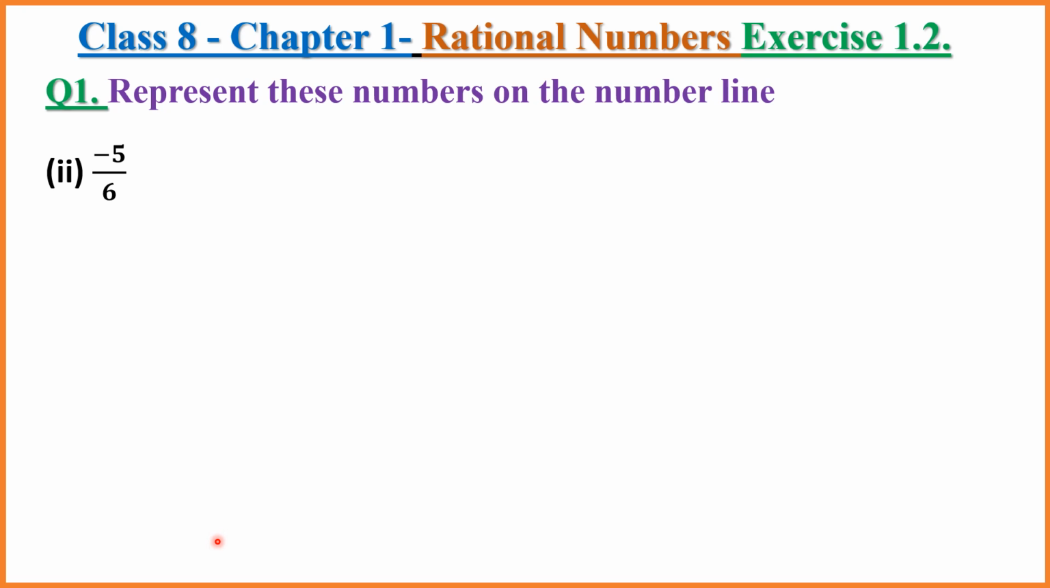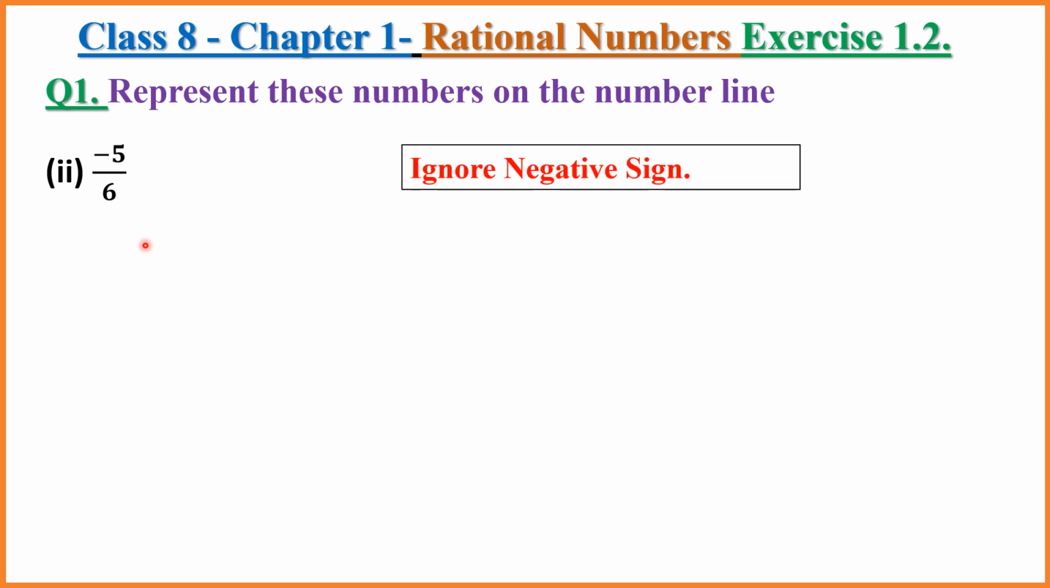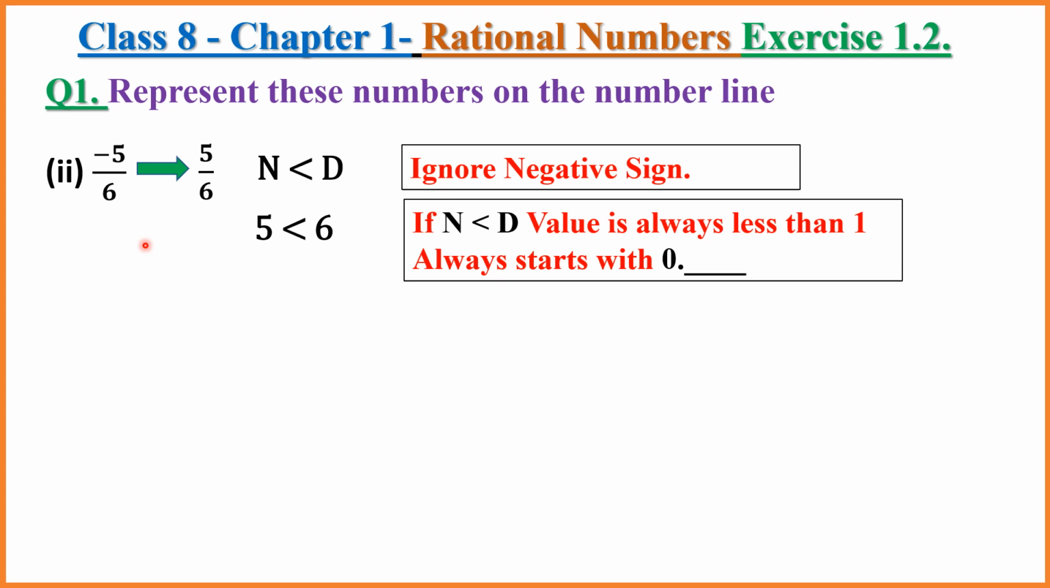Question number 1, subdivision 2, represent these numbers on the number line. Our question is minus 5 by 6. So children, just ignore the negative sign. We have to see the numerator and the denominator. Here our numerator is less than the denominator. So whenever a numerator is less than the denominator, the value is always less than 1. That is, if we divide numerator by denominator, we will be getting 0 point something. This is a very important point to be noted. Here, if we divide 5 by 6, we will be getting 0.833. And since it's a negative number, our answer is minus 0.833.